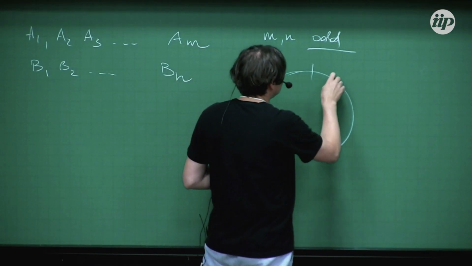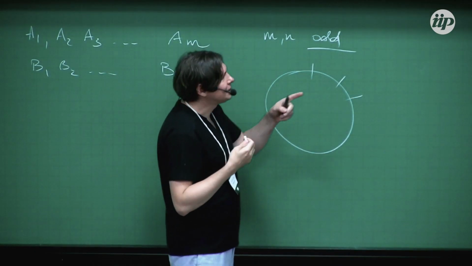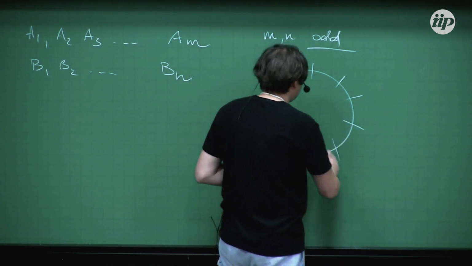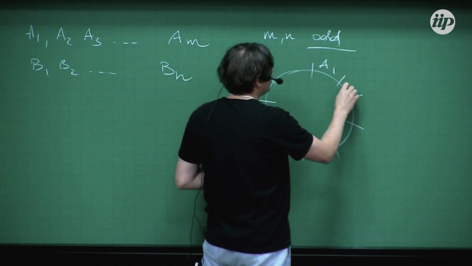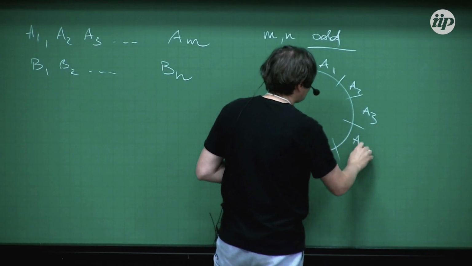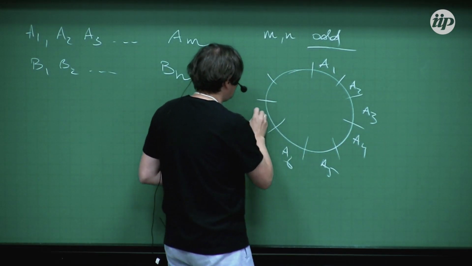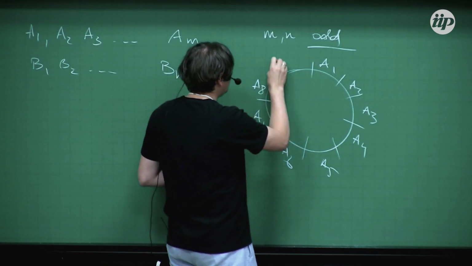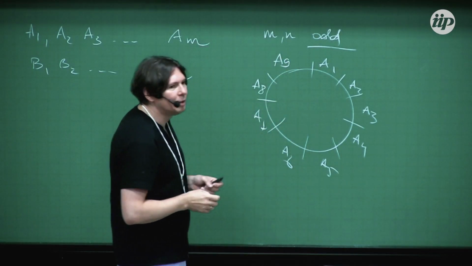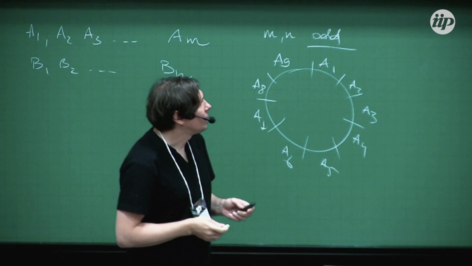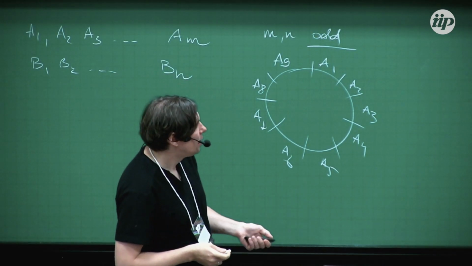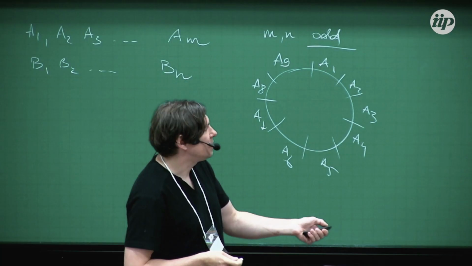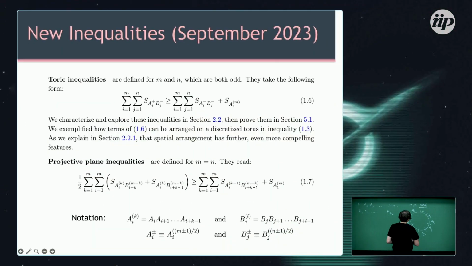However, just for the purposes of illustrating the notation, let's imagine that these regions are arranged like this on a circle. Then, oh, and it's nice that I ended up with an odd number of regions. By A sub i superscript k, I mean a set of k consecutively named regions. And so this collection here would be called A1 three because it collects three regions.